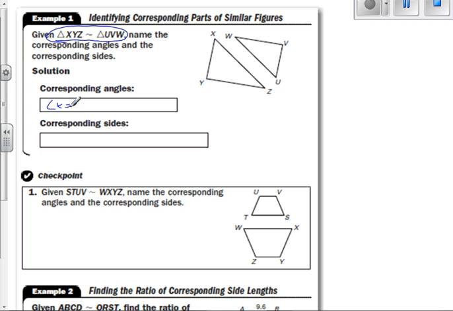So angle X is congruent to angle U, angle Y is congruent to angle V, and angle Z is congruent to angle W. Now if I look at corresponding sides, we know that corresponding sides would be XY and UV. And then we also have YZ and VW, and we also have XZ and UW. So those are corresponding sides.